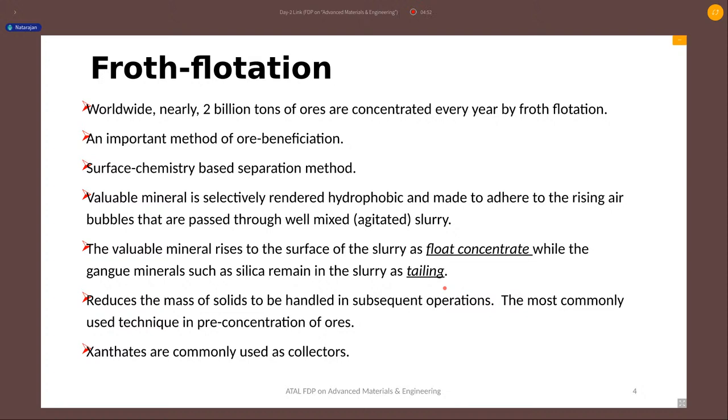That means during froth flotation, we take the slurry of the ore, then we pass air, and the air bubbles come rising up. The valuable mineral ore particles will piggyback on the air bubbles and rise to the surface. Therefore, the valuable mineral has to be rendered specifically hydrophobic, so that it rises to the surface. Once it rises, it forms what is known as a concentrate. We call it a float concentrate. And the unwanted minerals stay back in the slurry. We call that tailings. So, as I said in the previous slide, it reduces the mass of solids to be handled in the subsequent stages.